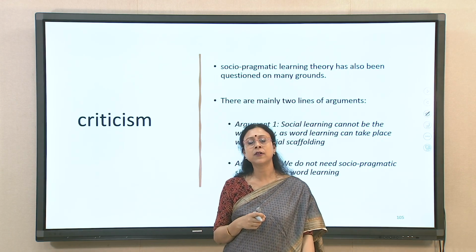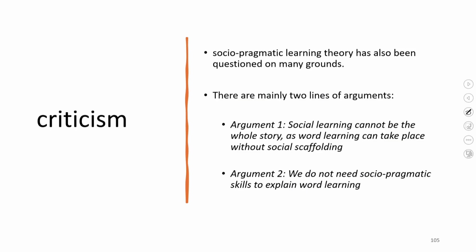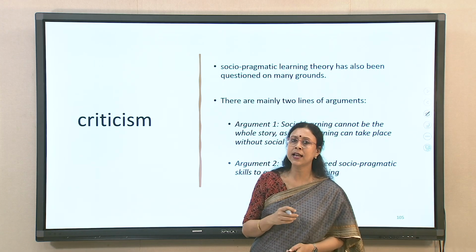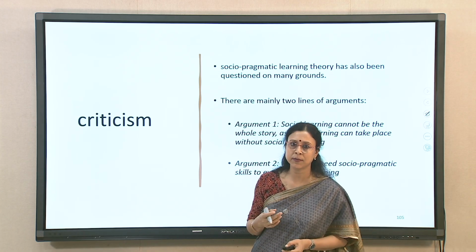Criticisms have also been there for socio-pragmatic theory. For example, there are two primary arguments that they have given. Argument number 1 is social learning cannot be the whole story. If you depend on only social learning, probably you do not get the entire picture, because word learning can take place without social scaffolding. Point number 2 is we do not need socio-pragmatic skills to explain word learning altogether. So, previous theories said that we do not need linguistic theories. Now, this criticism says we do not need socio-pragmatic theory.